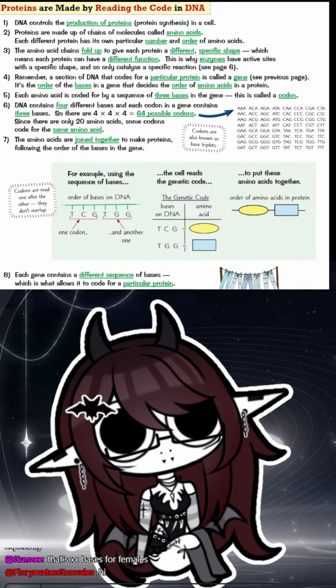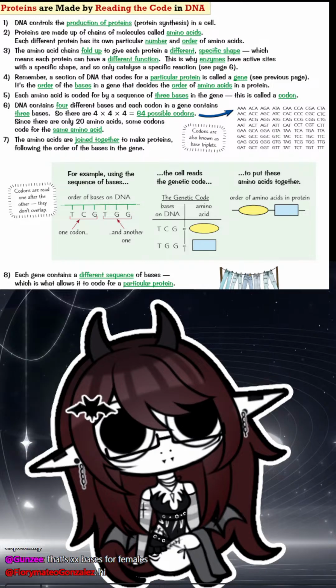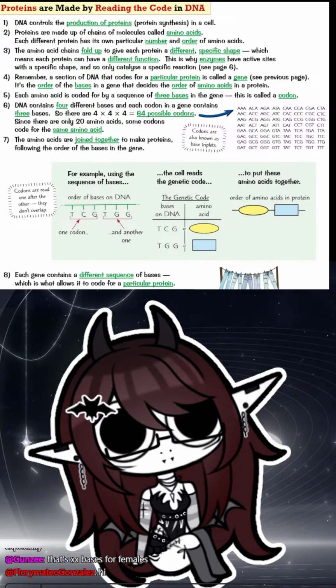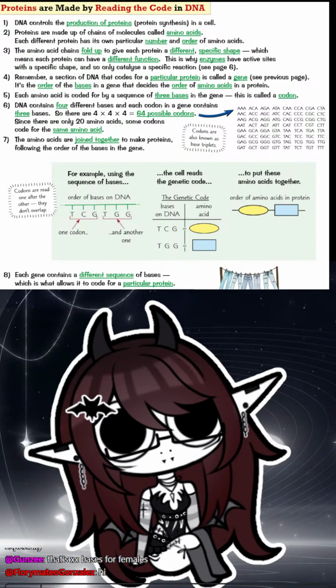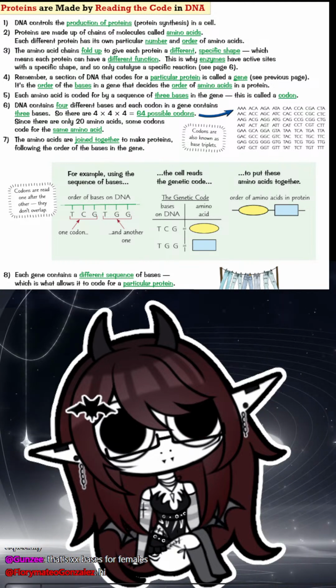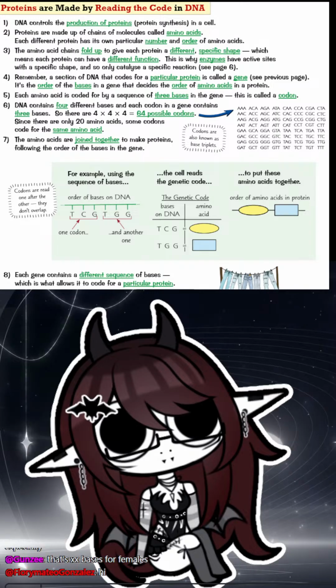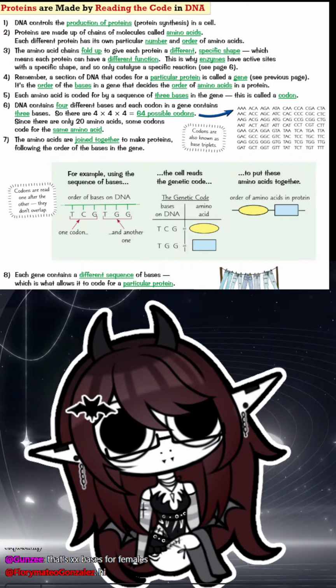Now, each protein has its own particular number and order of amino acids. The amino acid chains fold up to give each protein a different specific shape, which means each protein can have a different function. This is why enzymes have active sites with a specific shape and can only catalyze a specific reaction. Remember, a section of DNA that codes for a particular protein is called a gene. It's the order of the bases in a gene that decides the order of amino acids in a protein.